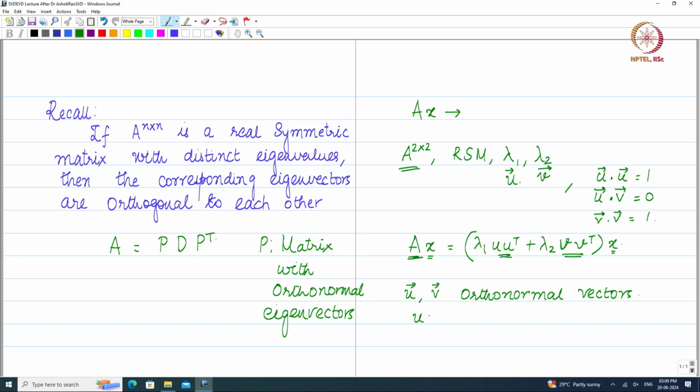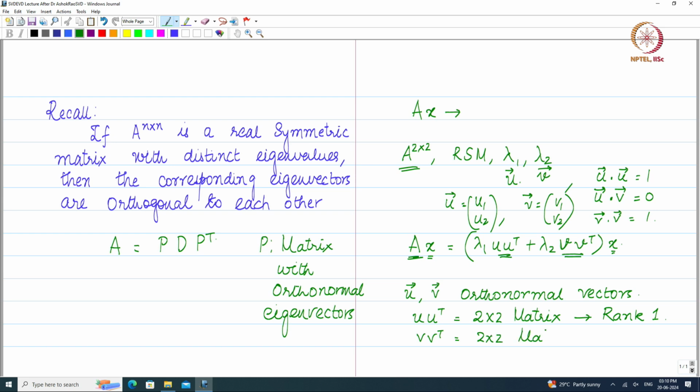We know that the outer product u u transpose, where u is a two-component vector u1 u2, and v is another two-component vector v1 v2, gives me a 2 by 2 matrix. And what is interesting is this matrix has rank 1. And v v transpose is yet another 2 by 2 matrix, and that also has rank 1.